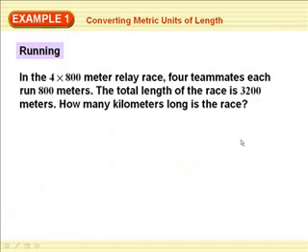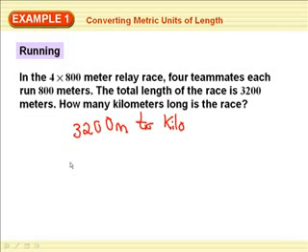Example number 1. In the 4x800 meter relay race, 4 teammates each run 800 meters. The total length of the race is 3,200 meters. How many kilometers long is the race? So basically what they're asking is to change 3,200 meters to kilometers. Okay, so we have those. I wish I didn't have to write these every time.